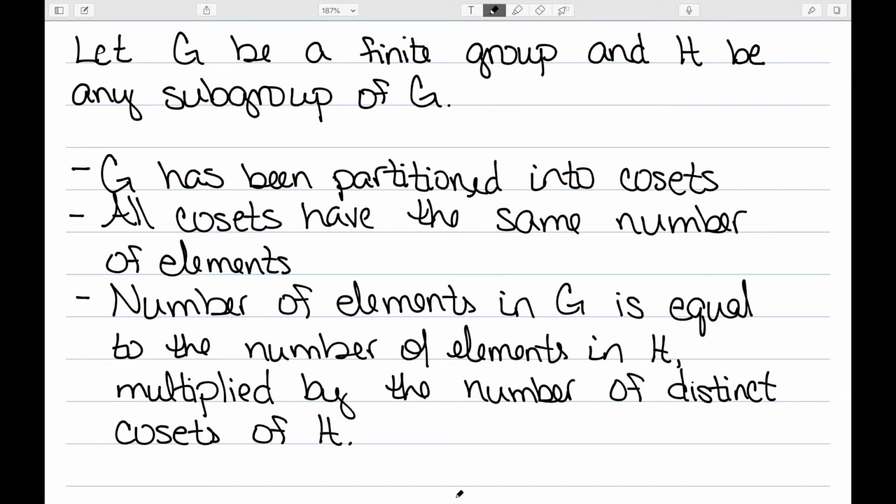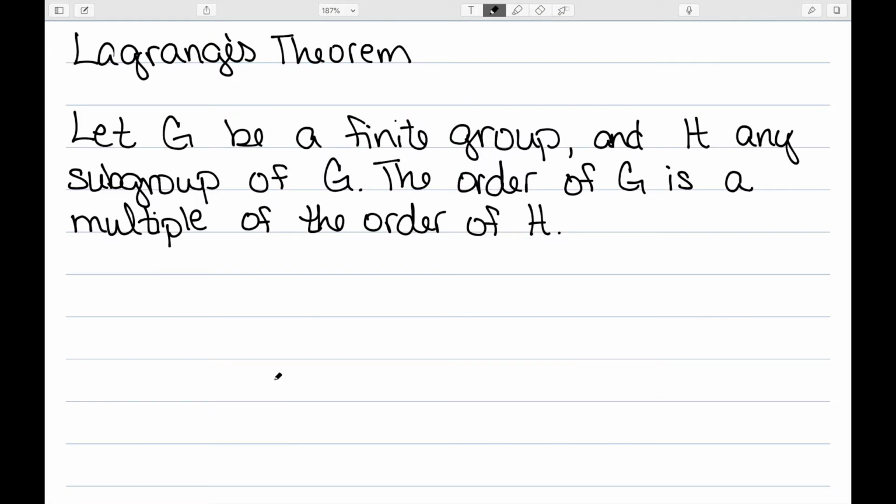Then we can say that the number of elements in my group G is equal to the number of elements in H multiplied by the number of distinct cosets in H. What Lagrange's theorem says is if G is a finite group and H is any subgroup, the order of G is a multiple of the order of H. And this is exactly what we just showed. Not only did we show that it was a multiple of the order of H, but we explained exactly what multiple that was, the number of cosets.